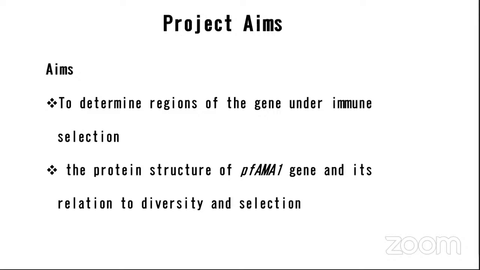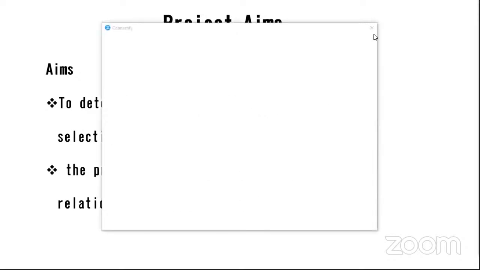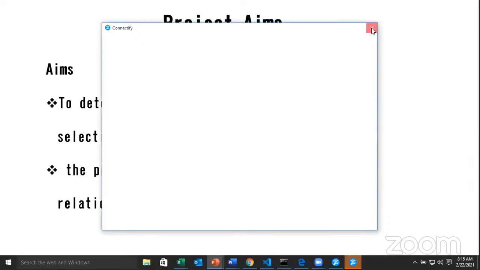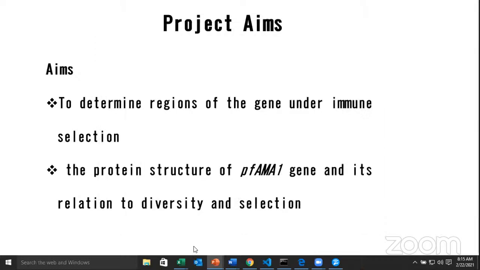So the aim of this project is to look at the genetic diversity of the AMA1 gene and whether this is under balancing selection or immune selection, and also to look at the structure of the PfAMA1 gene and to see whether the variations that we see in Ghana and also variations that we see in other parts of the world like Southeast Asia and Eastern Africa affect the protein structure and also functions such as immune selection.